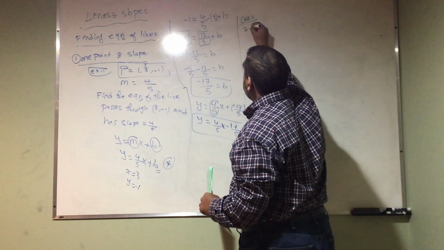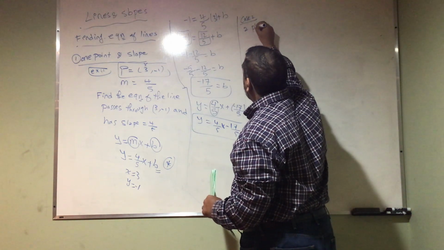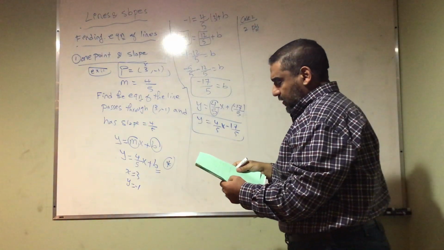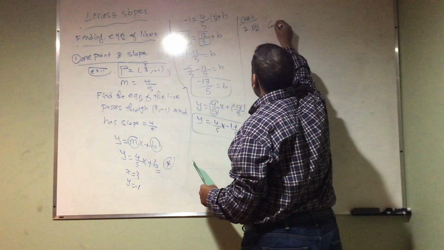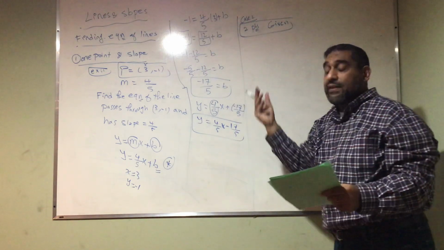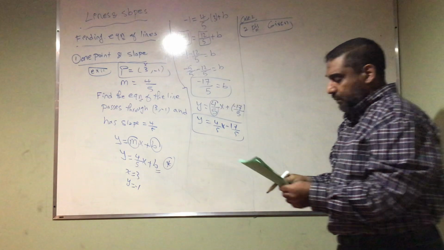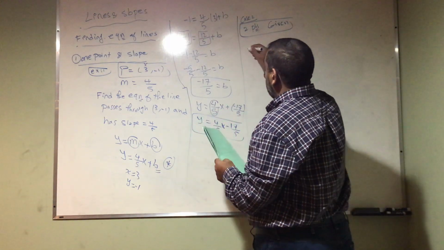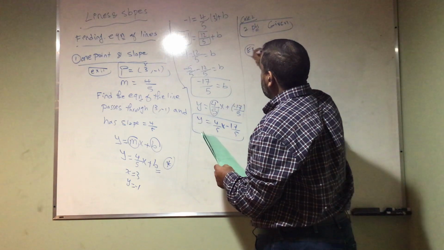If you have 2 points given to you on the line, how do you get the slope? I'm explaining that by example. That is case 2 here.